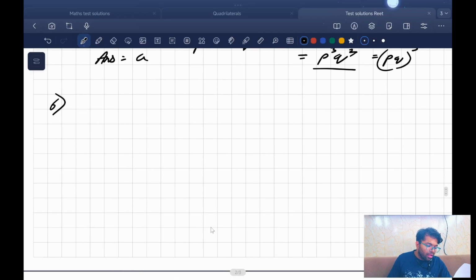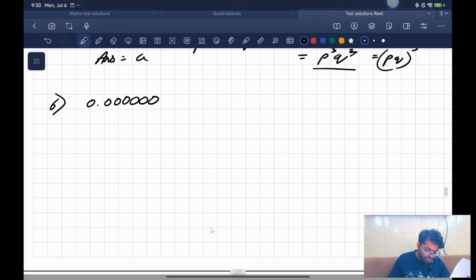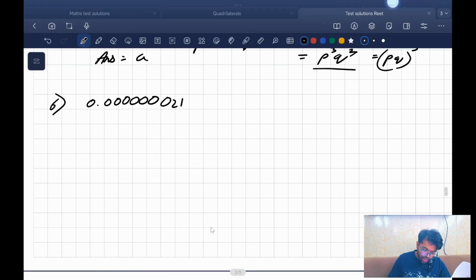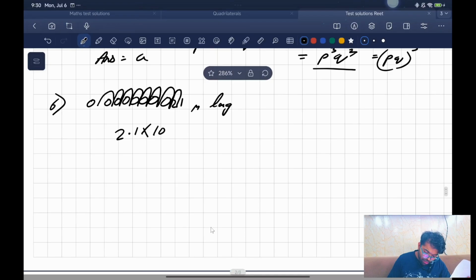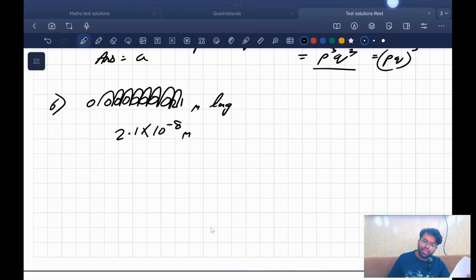Sixth one. A virus's DNA is 0.000000021 meters long. In scientific notation, the length is how much? So 1, 2, 3, 4, 5, 6, 7, 8. 2.1 into 10 to the power of minus 8 meters. Then it is going to the right, it's minus 8.